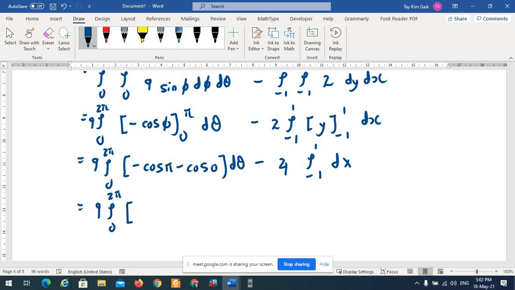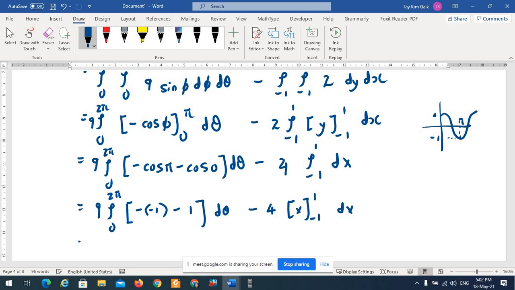Cos pi is negative 1. Let's look at the graph of cos. Pi here. Cos pi, the value is negative 1. Cos 0, this value is 1. Integrate 1 with respect to x, you have x. Put in negative 1 to 1, so this is 1 minus negative 1, which is 2. Integrate sin, negative cos. So negative cos pi, minus, this is plus. So 1 plus 1, 2, so 18.